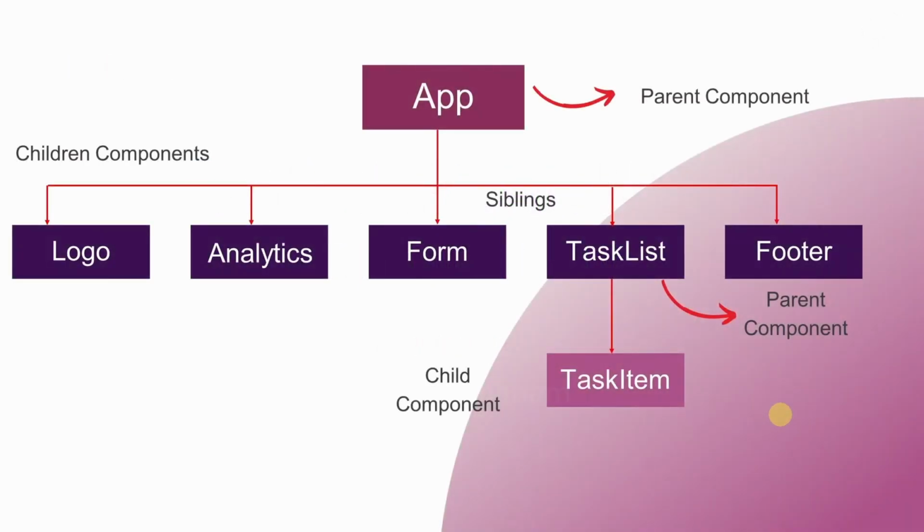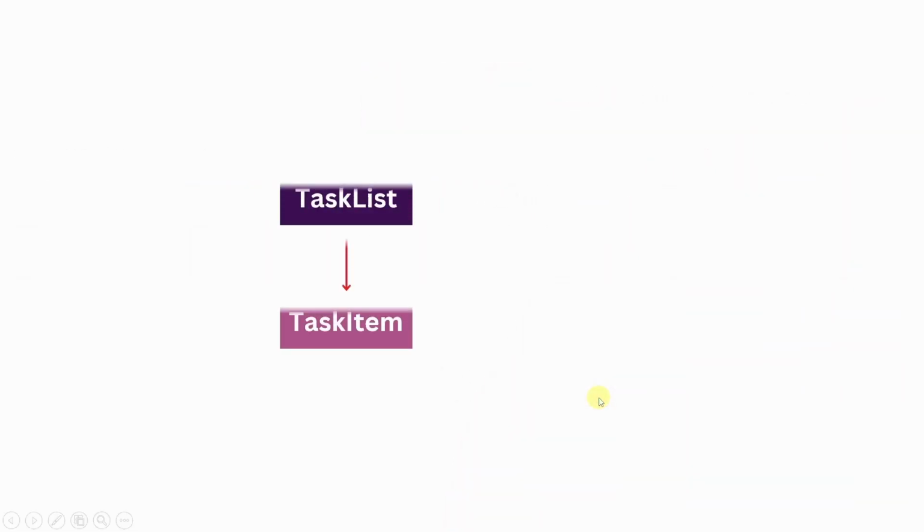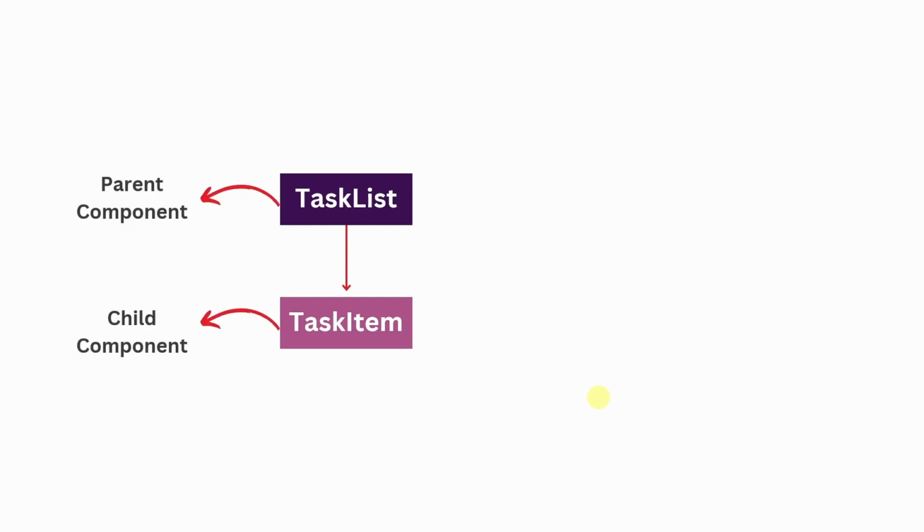And this was our component structure. Now let us focus on TaskList and TaskItem. So inside this, our TaskList is the parent component and TaskItem is the child component. Now our data is present inside the parent component. Now what I want, whatever data I am having inside the parent component, I just want that data inside the child component.